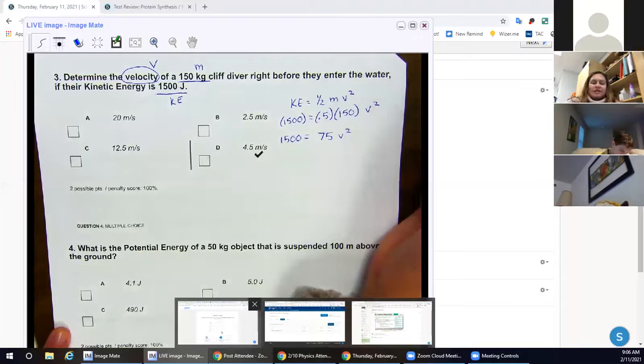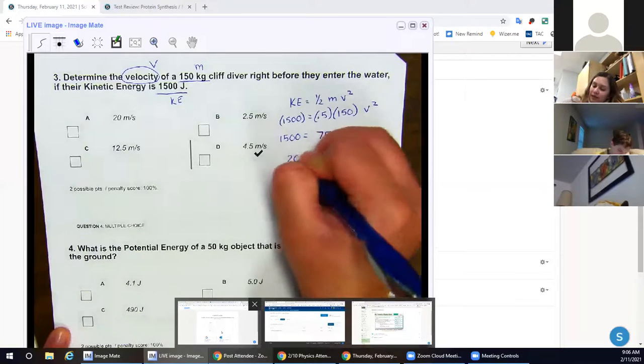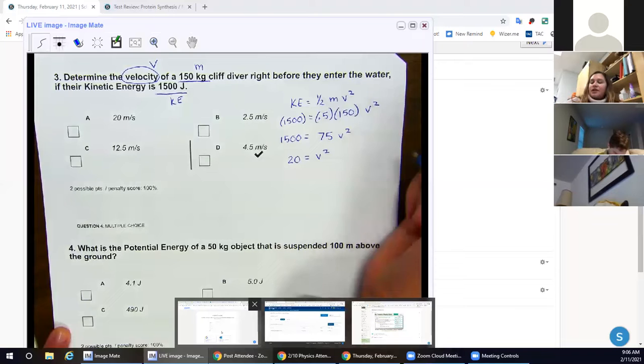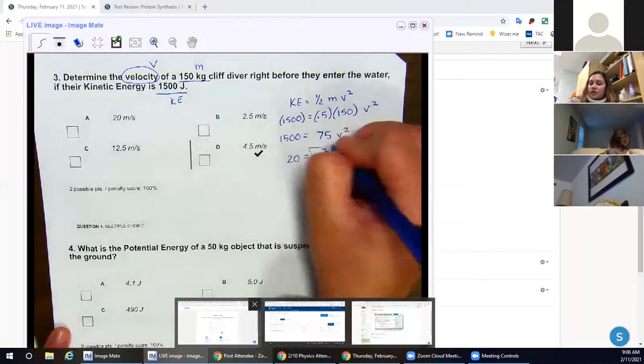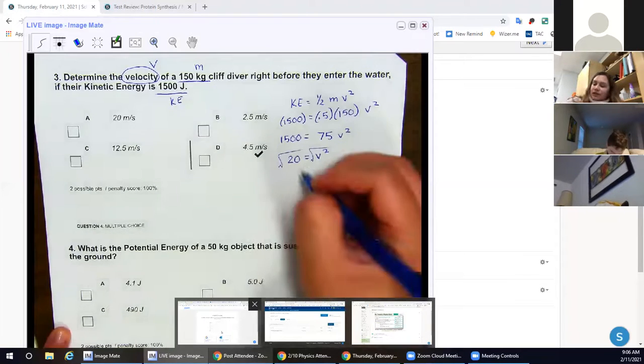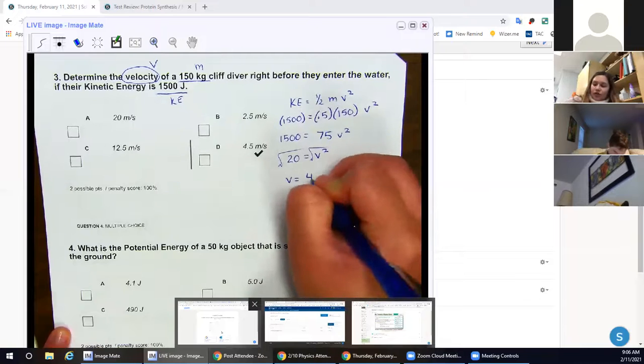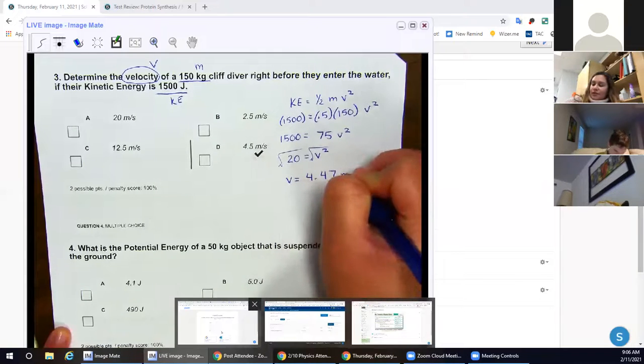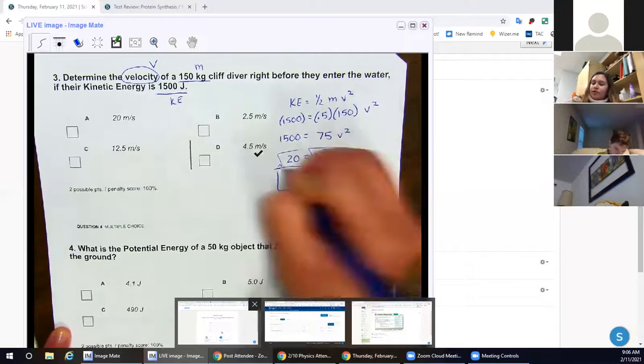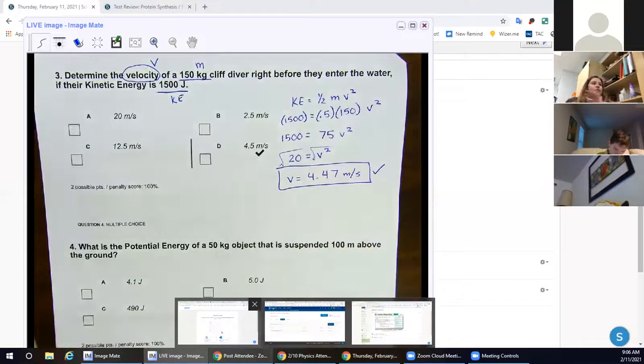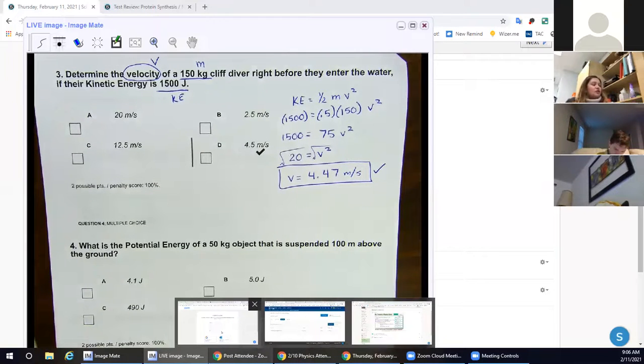Divide both sides by 75, you get 20 equals v squared, and then you've got to square root both sides, so your velocity comes out to 4.47 meters per second, which rounds to 4.5. Any questions? Don't forget to square root your answers whenever you're looking for velocity.